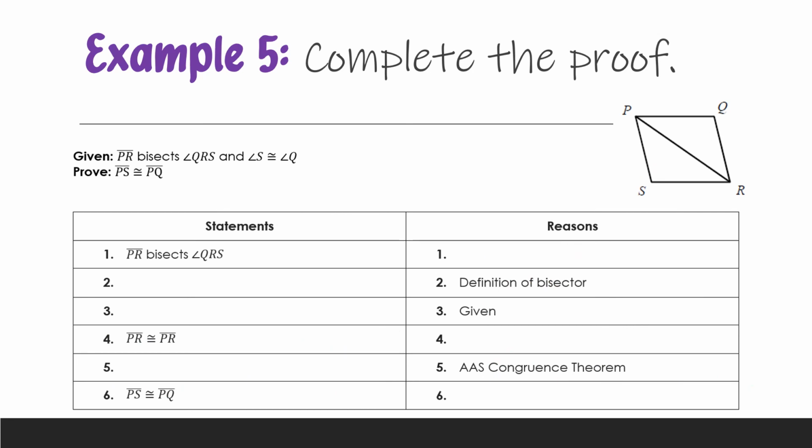For our last proof, we are told that PR bisects angle QRS. If angle QRS is bisected, that means it's cut in half. So that's going to mean that angle QRP and angle SRP are going to be congruent. So angle QRP is congruent to angle SRP by definition of bisector. We're also told that angle S and angle Q are congruent.